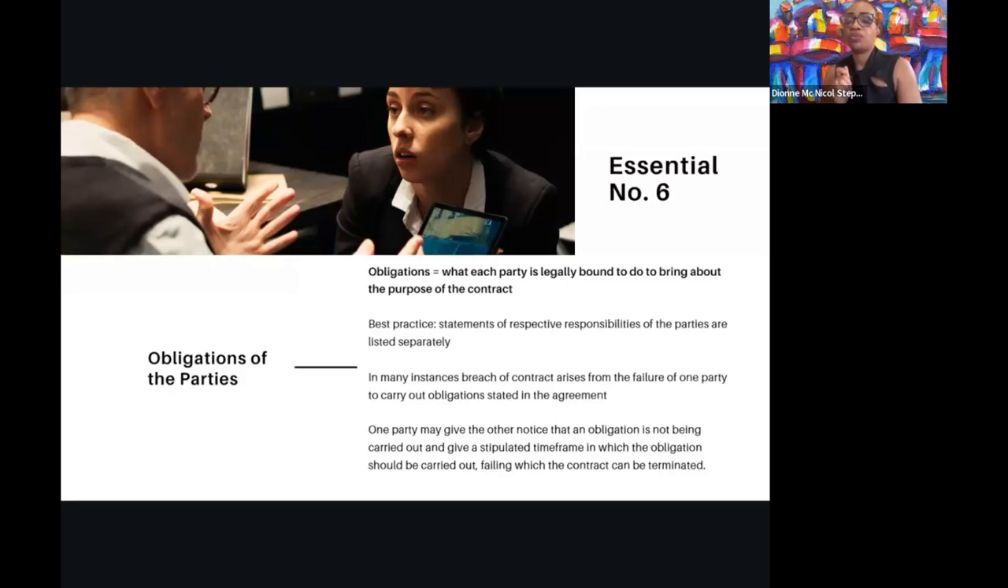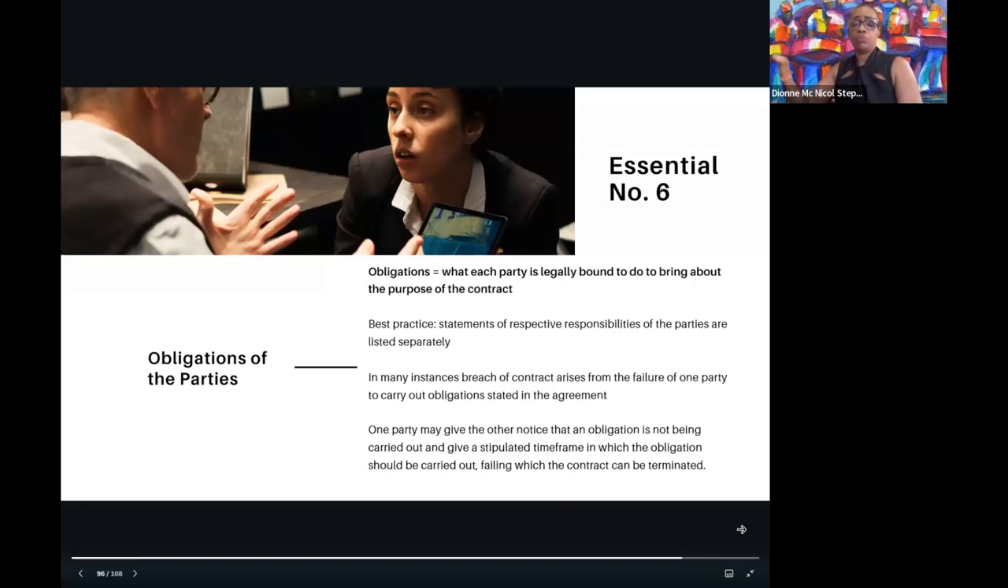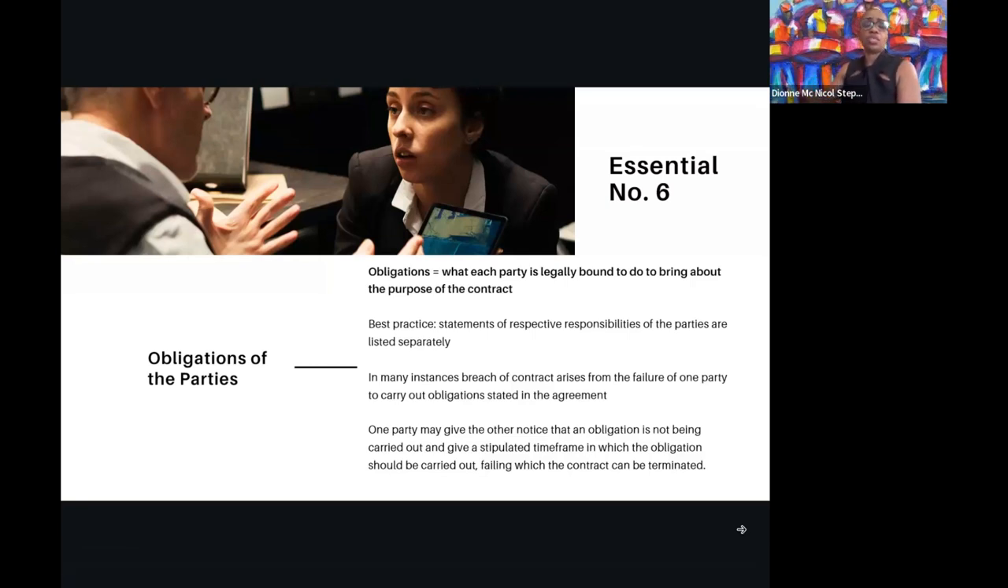Because in many instances, the breach of the contract arises from failure of one party to carry out obligations stated in the agreement. And sometimes it's clear simply because, not because they didn't mean to carry it out, it's because they spoke, they didn't write it down, and they couldn't remember what their obligations were. Or their understanding of what was said was different from the other person's understanding. Yeah. And so a party can give notice, bring to the attention of the other party that an obligation is not being carried out, and therefore give them a stipulated time frame within which the obligation should be carried out. And if it's not, then the contract is in breach and can be terminated.